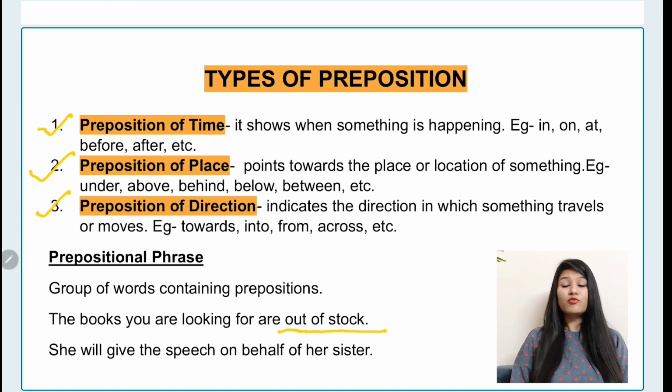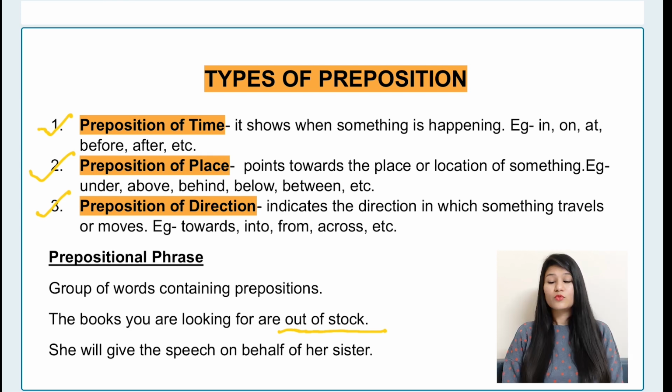When will you return from school? Here from is the preposition of direction. From is telling us in which direction the action is taking place or will take place. So these were the types of prepositions.